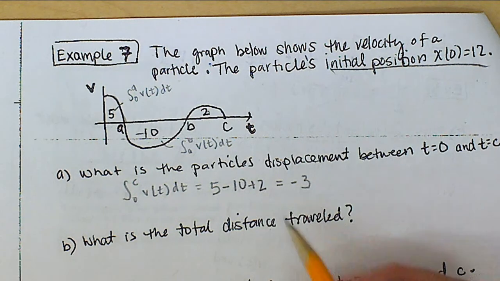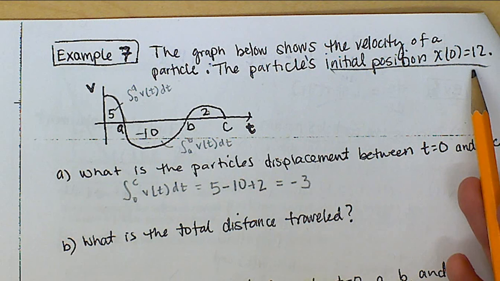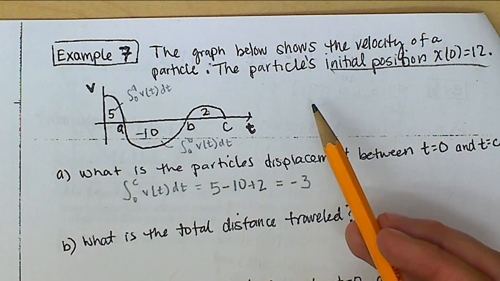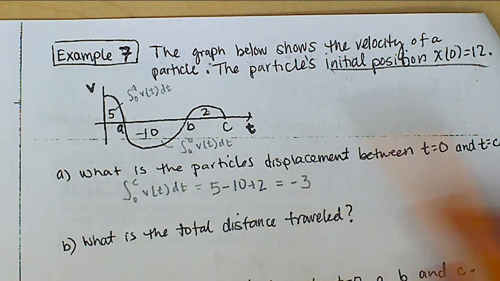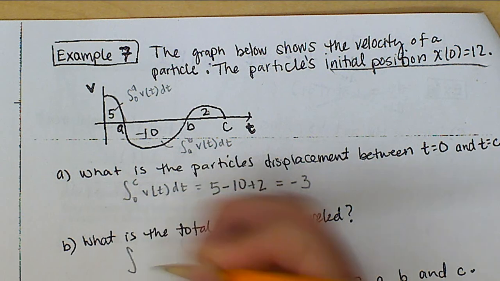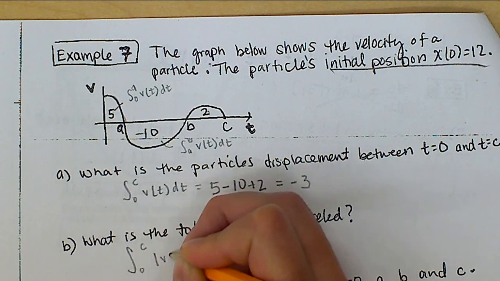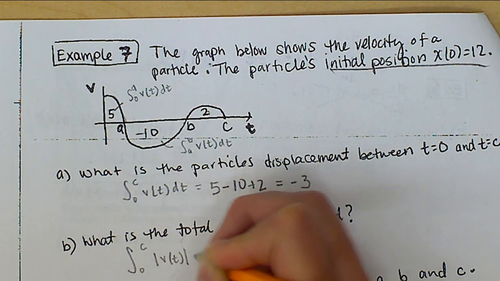So from where it started, its ending position is actually 3 units behind. It moved back 3 units. But just because it moved back 3 units doesn't mean it wasn't moving a lot in between. So we can calculate the total distance. This would be from 0 to c, the integral of the absolute value of v of t dt.